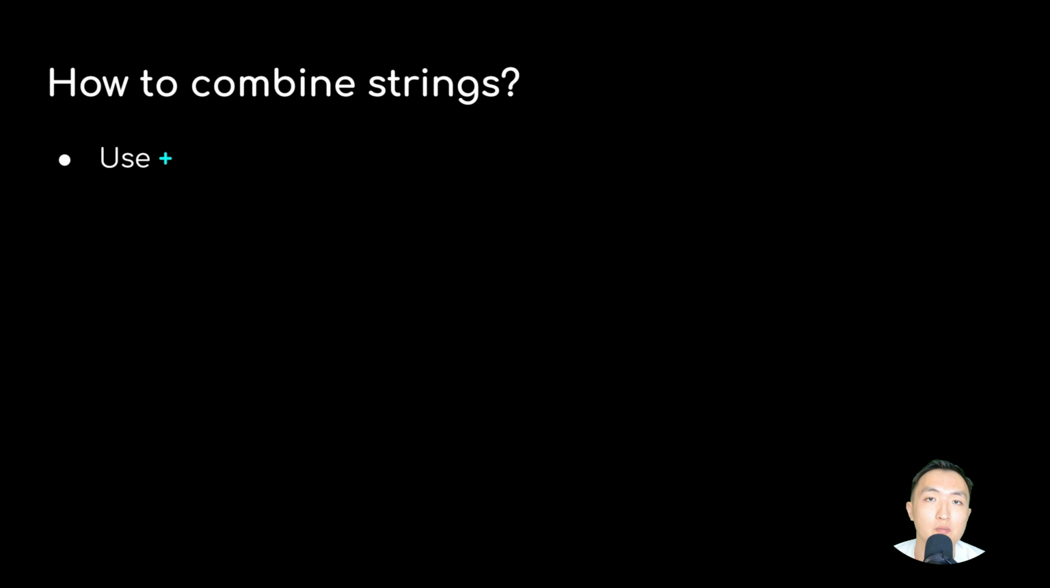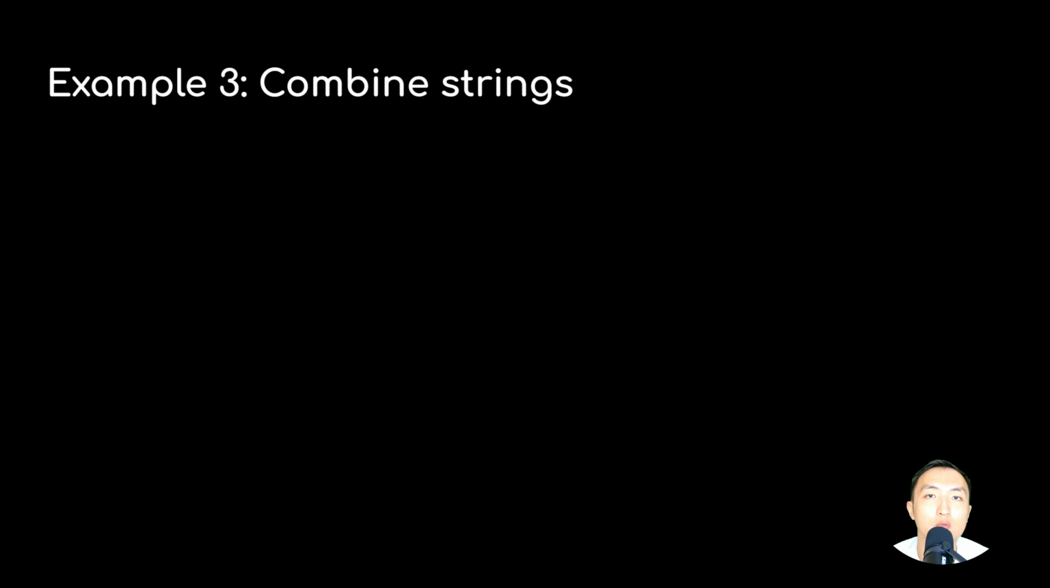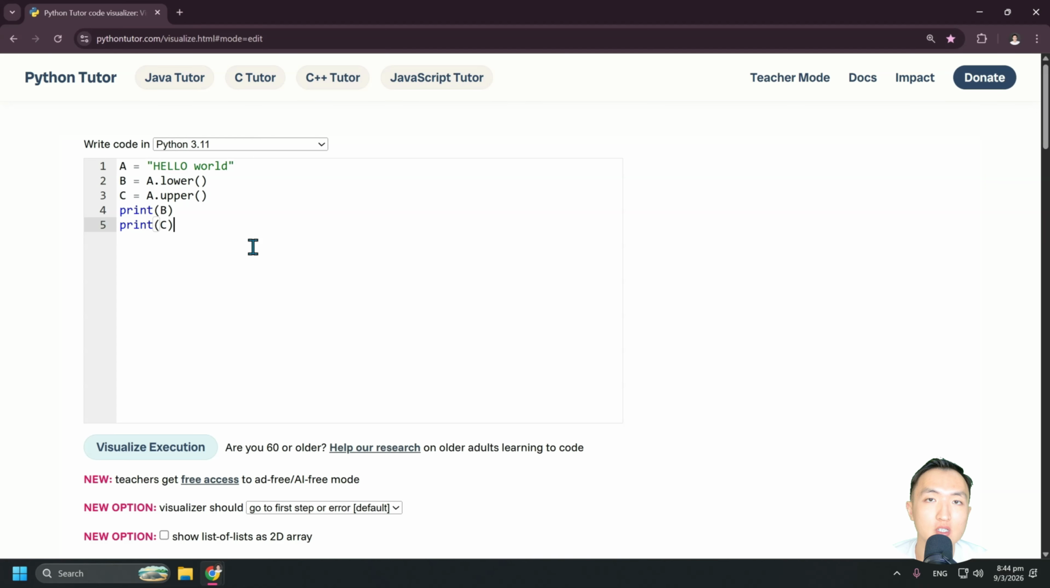Moving on, we can combine strings using the plus operator. This is used a lot in debugging because each debug message typically requires inputs from multiple sources. Let's see how we can combine strings in example 3. Let's say that in our debug message, we want to print the current price of NVIDIA. I'm gonna delete all this. And for the string in variable a, it's going to be NVIDIA's current price is. Let's add a colon and a $ sign.